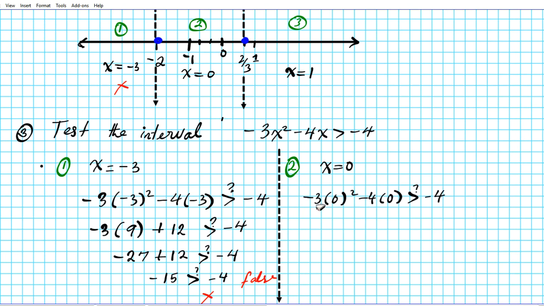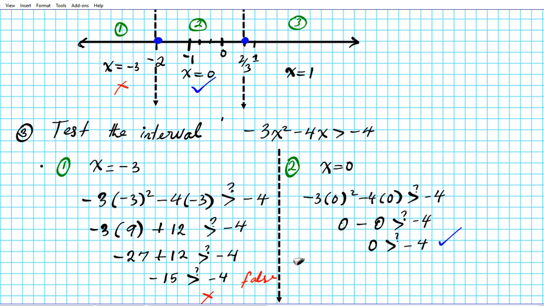Simplifying: -3 times 0 squared is 0, minus 4 times 0 is 0. Is this greater than -4? 0 minus 0 is 0. Is 0 greater than -4? Absolutely. This inequality is true, which tells us that this interval contains values that satisfy our initial inequality. Put a check mark.